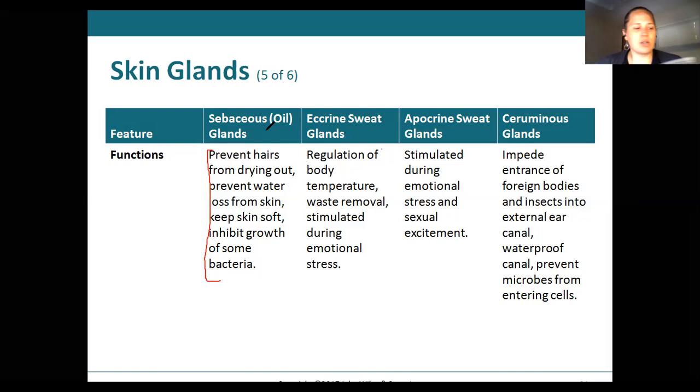The eccrine sweat glands are going to be very important in thermoregulation. So if you're hot, it's going to produce a sweat that's going to cool you down, and helps remove waste like the ammonia that we talked about in the last slide. It can be stimulated during emotional stress, and so that's that fight or flight response. And we'll talk about how the nervous system produces that type of response when we get to that chapter.